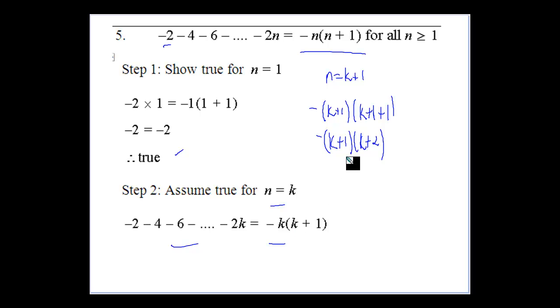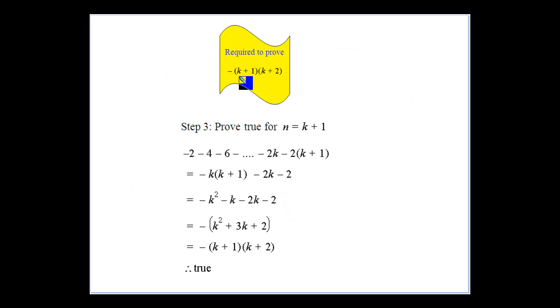So when we put n is equal to k plus 1, our statement is going to look like this: k plus 1, and we put the k plus 1 in for n here, and add the 1. So we're looking to get a minus (k plus 1)(k plus 2) in there. So there's our required to prove statement.